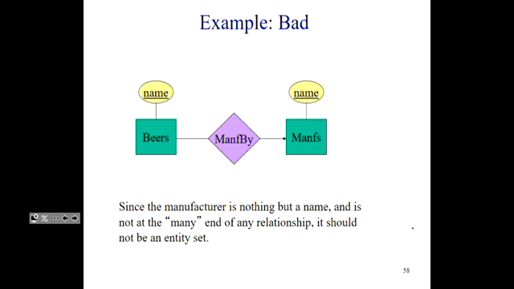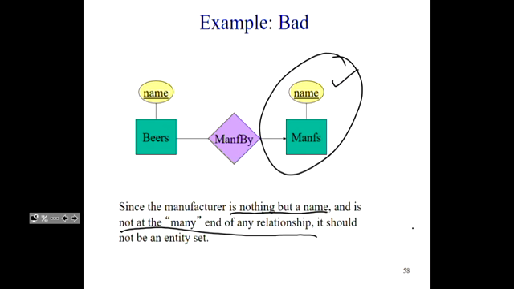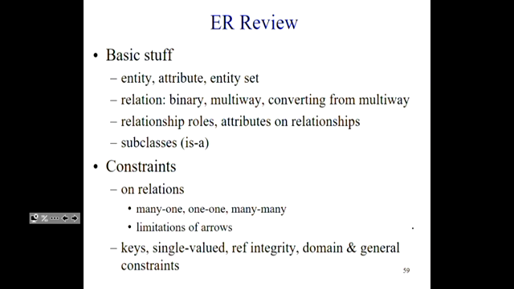Okay, so this is bad. So the same example, but with an entity set instead of an attribute. This is bad because manufacturer is nothing but a name. It just consists of the key attribute name. And it's not at the many end of a many-to-one relationship or many-to-many relationship. And because of that, you should not have it as a separate entity set. You should just have it as an attribute of beers.